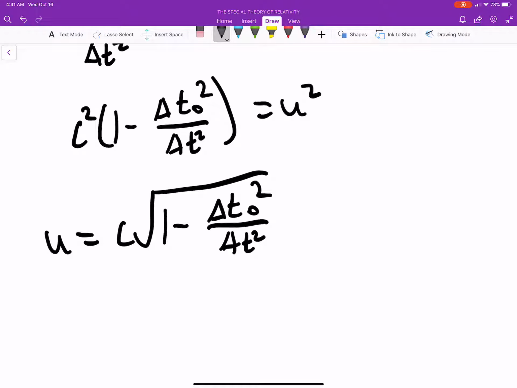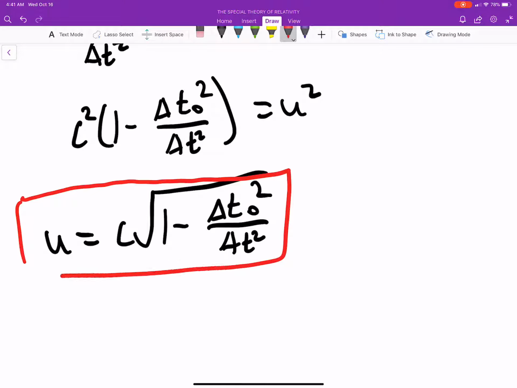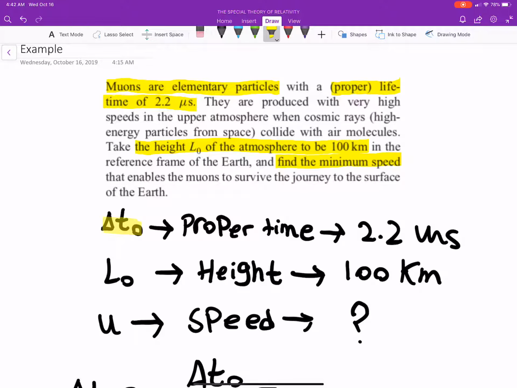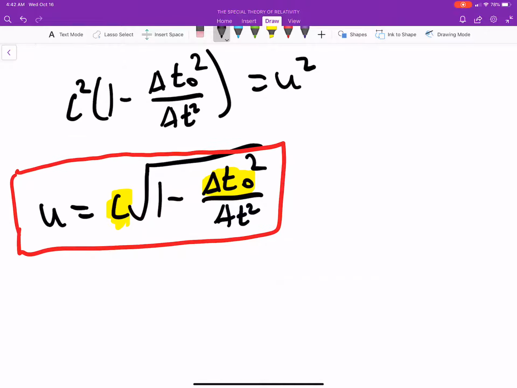Okay, so this is our equation to find our speed, u. It's a little messy, but it's fine. So let's see. C is a constant, we know that. Nothing we're worried about here. Delta T naught, that's the proper time. That was given to us right here. That is our proper time. So the only thing we really need to find is delta T, which is just going to be our distance over our speed. So I guess it's L naught.